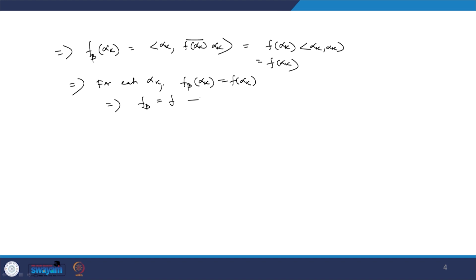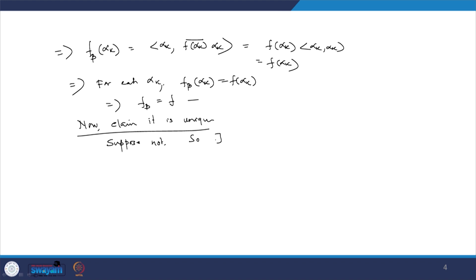So, we see for a given linear functional f, there exists a vector beta in V such that f equal to f beta. I mean to say f of alpha is equal to inner product of alpha and beta. Now, claim: it is unique. It is unique. Suppose not.